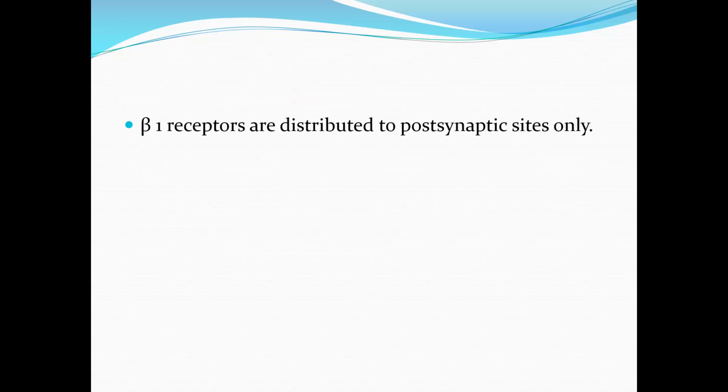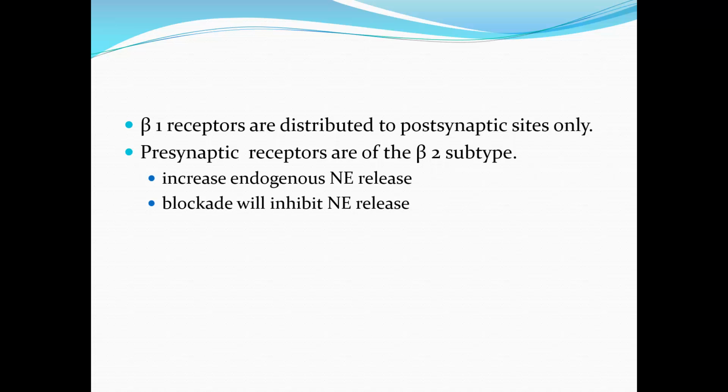Beta 1 receptors are distributed to the postsynaptic sites only. So there is no presynaptic beta 1 receptor. They're all postsynaptic. And presynaptic receptors are beta 2 subtypes. But beta 2 can be either presynaptic or postsynaptic. So when you activate the presynaptic beta 2 receptor, you get increased endogenous norepinephrine release. But when you block it, you'll inhibit the release of norepinephrine.